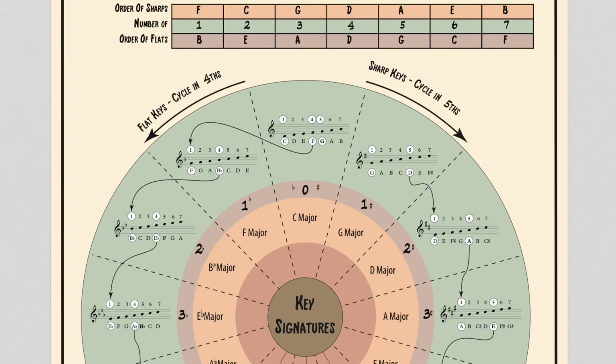Key signatures part 3, relative minors. So, what on earth is a relative minor? Think of relative like a brother, a sister, a cousin.